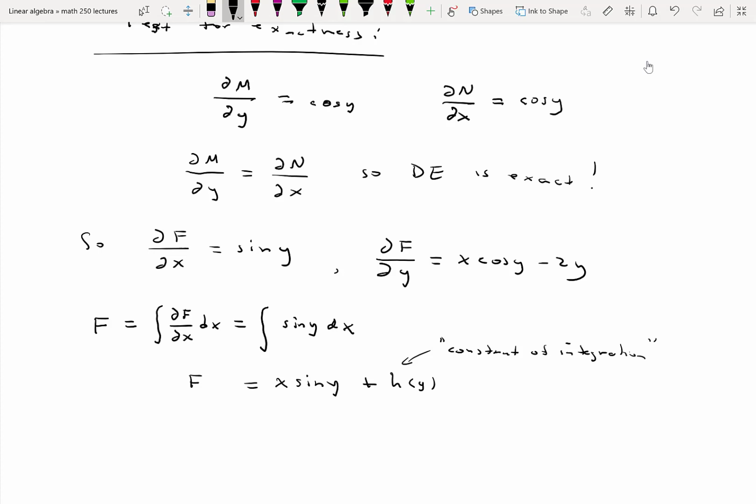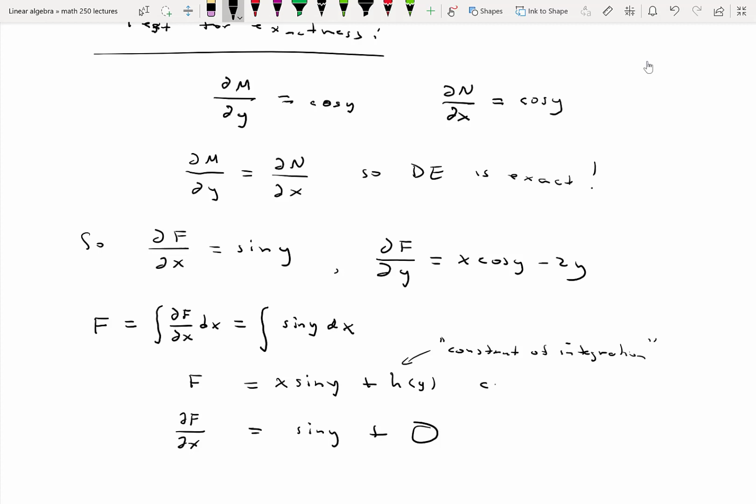Now, if you're not sure if this is correct, take the derivative of this function with respect to x and see what happens. The partial derivative of this function with respect to x is, well, what's the derivative of x times sine of y with respect to x? It's sine of y. Now here's where you can understand why the constant of integration is really a function of the variable opposite the variable of integration. What's the derivative of any function of y, h of y, with respect to x? It's 0, because y is held constant. So anything with y in it is constant.